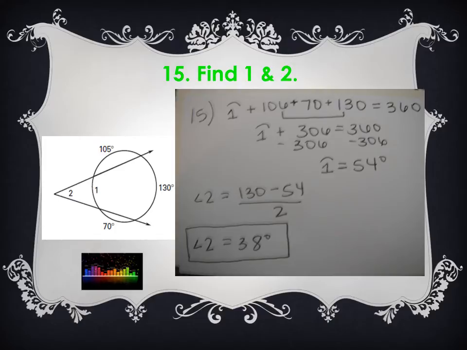We get the missing arc, or arc 1, to be 54 degrees, and then we can go back and use our formula to find angle 2. Angle 2 equals the far arc, which is 130 degrees, minus the near arc, which is 54 degrees, divided by 2. We get angle 2 to equal 38 degrees.